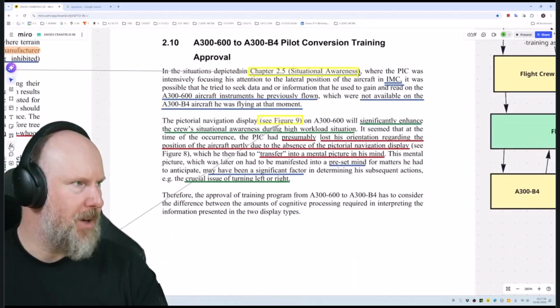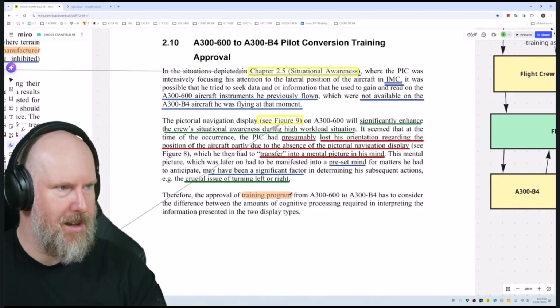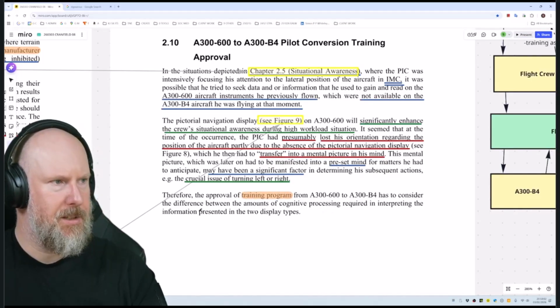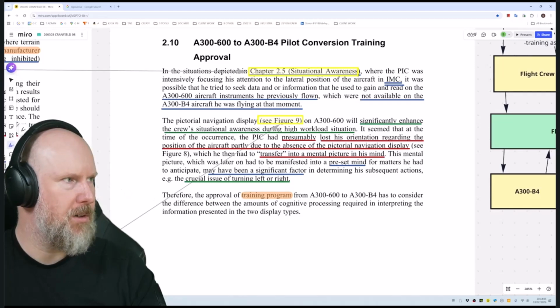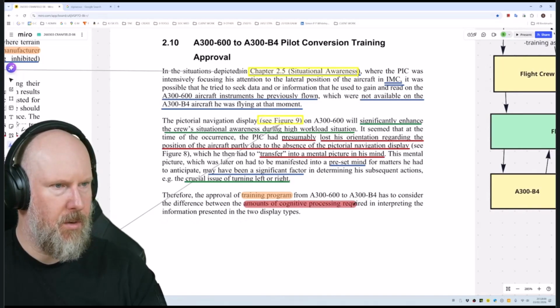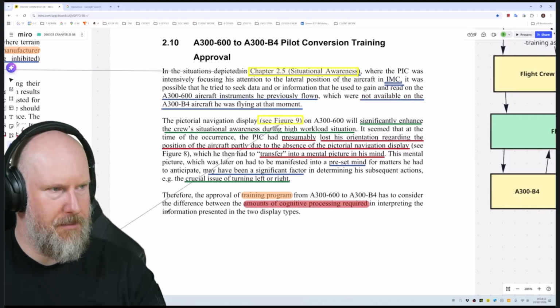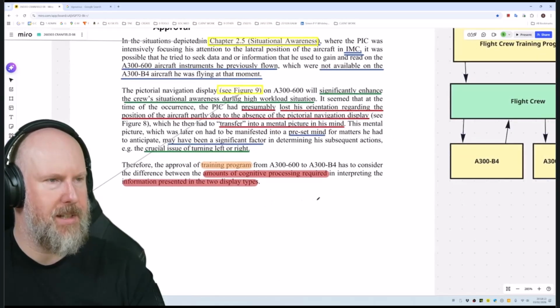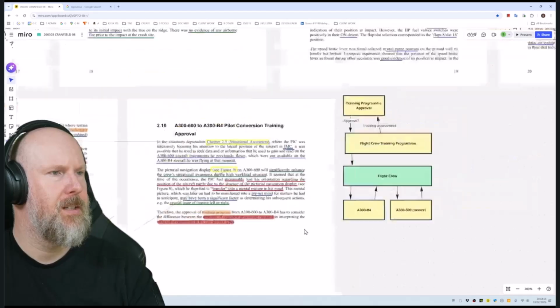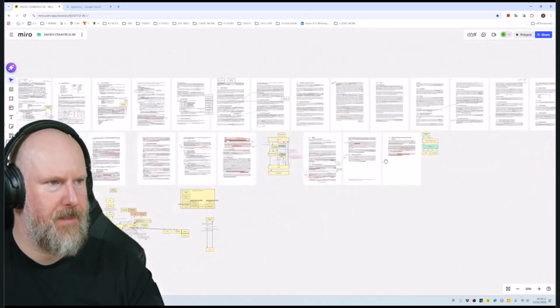Okay, so the approval of the training program, because I've put the training program in the control structure, I'm going to put that in there. It has to consider the difference between the amounts of cognitive processing required in interpreting the information presented in the 2 display types. Okay, so that's an interesting point.